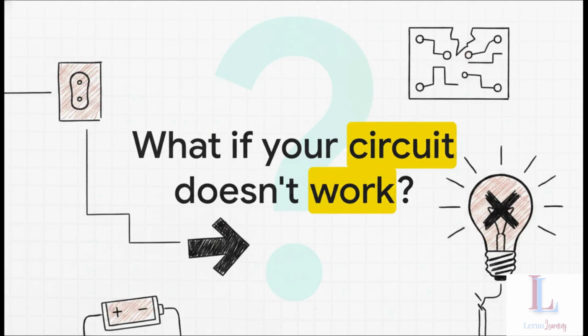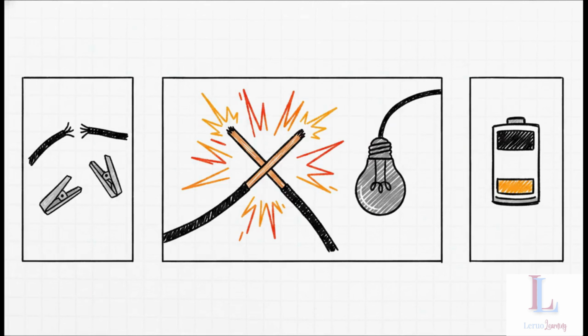But wait, let's just pause for a second here. What if you press the switch and absolutely nothing happens? Your bulb is completely dark. What do you do if your circuit just doesn't work? First off, don't panic. This is just the reality of DIY building. Let's troubleshoot it. Start by checking your physical pathway. Are the crocodile clips loose? Is there a literal break in the wire?